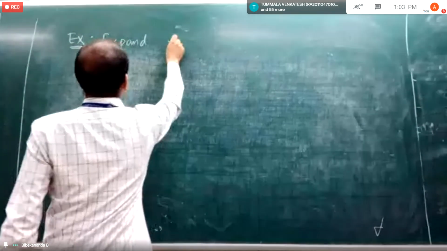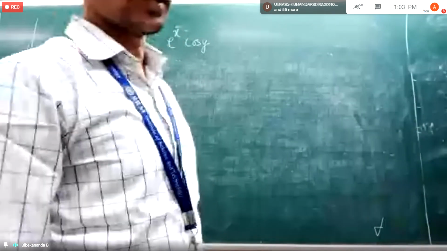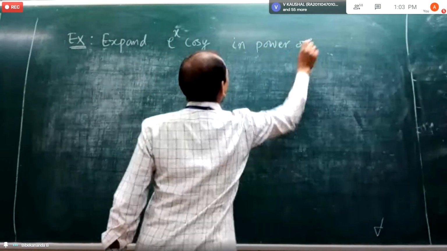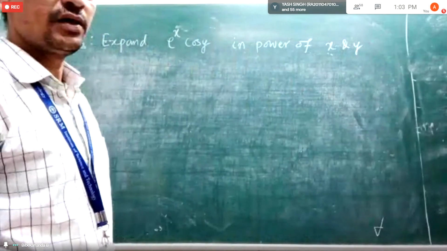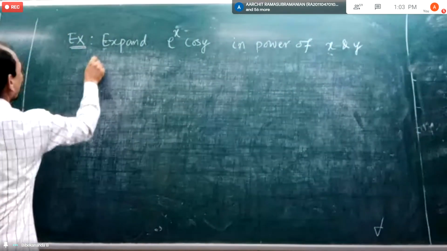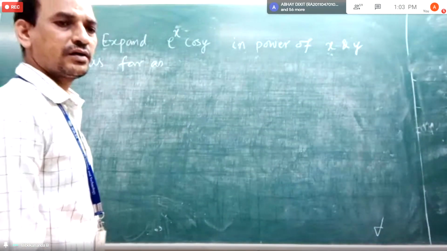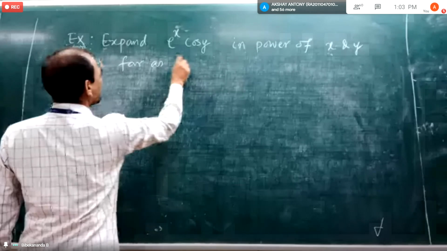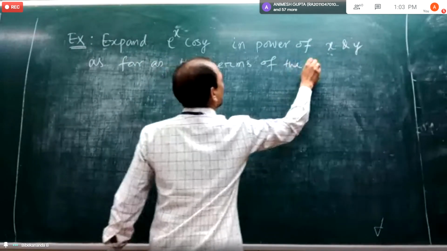Expand e to the power x into cos y in powers of x and y, up to the terms of the third degree.